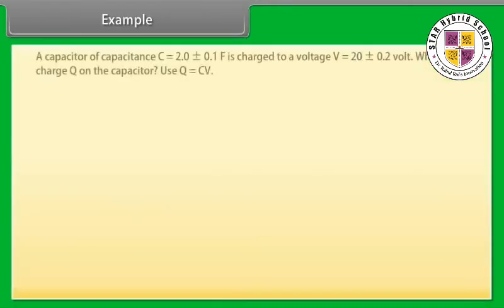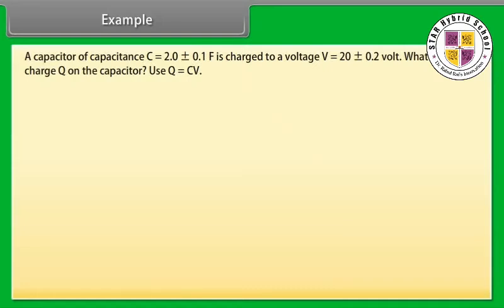Example. Let's take an example of errors. A capacitor of capacitance C equal to 2.0 plus or minus 0.1 microfarad is charged to a voltage V equal to 20 plus or minus 0.2 volt. What will be the charge Q on the capacitor? Use Q equal to CV.